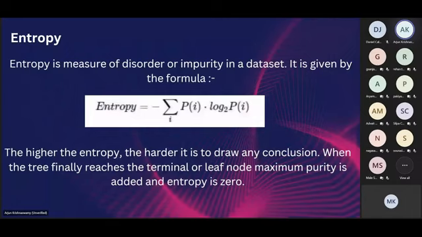And it's obvious that the higher the impurity, the harder it is to draw conclusions, that is, the harder it is to find out if a person likes something or not. Here I'm saying likes because that is what I use. It can be any target.